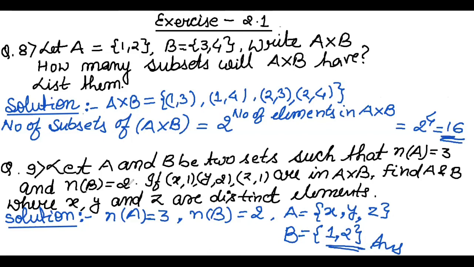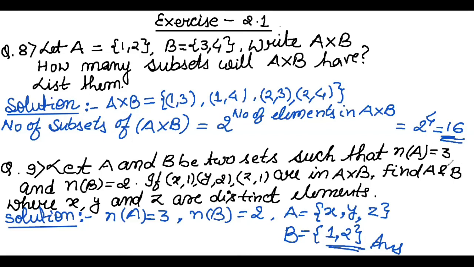Now next question number 9. Let A and B be two sets such that n(A) equals 3 and n(B) equals 2. If (x,1), (y,2), (z,1) are in A cross B, then find out A and B, where x, y and z are distinct elements. This is the question. So here A cross B is given (x,1), (y,2) and (z,1). Some elements of A cross B are here. We have to find out set A and set B.